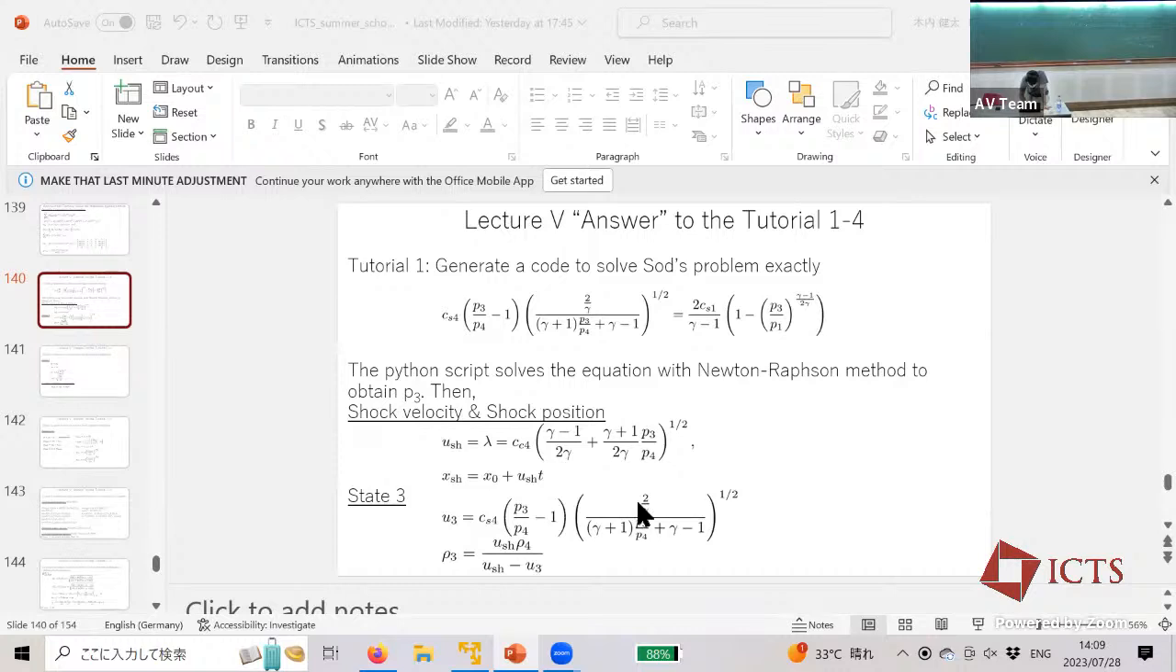Inside the folder we have shared all the Python and Fortran scripts. You can refer to them. Yeah, you can see the script directory.